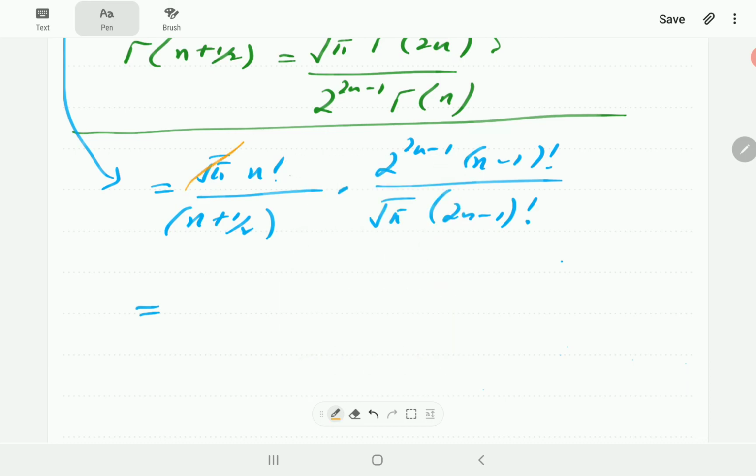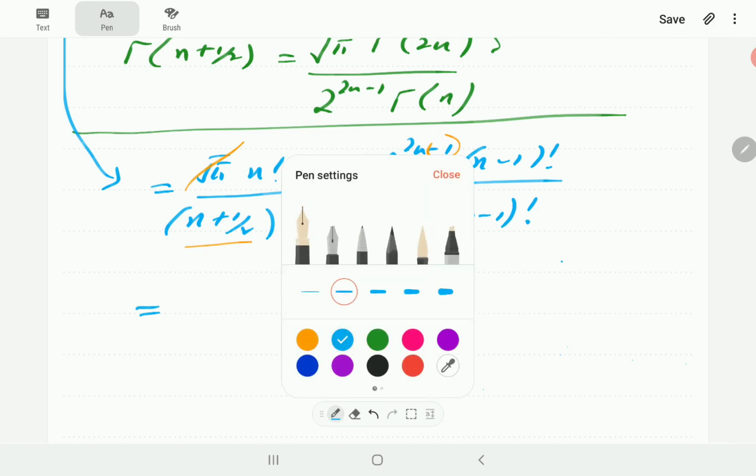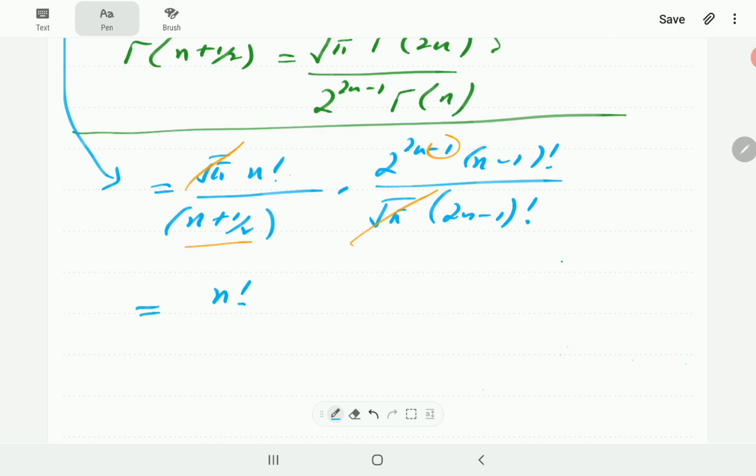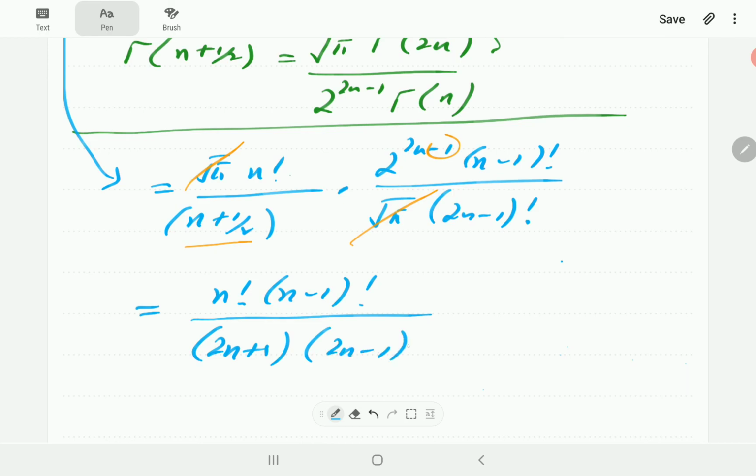All right, so let's just see if anything cancels out, and indeed square root pi cancels out. Then we're going to take these two and multiply into that term there. So in the numerator, we're going to have n factorial, n minus 1 factorial. This becomes 2n plus 1. Then we have here 2n minus 1 factorial. We're almost there. Oh, and then there is the 2 to the power 2n, which is this one there.